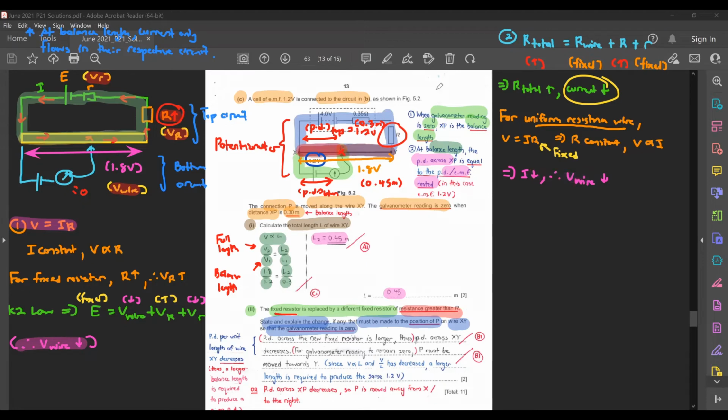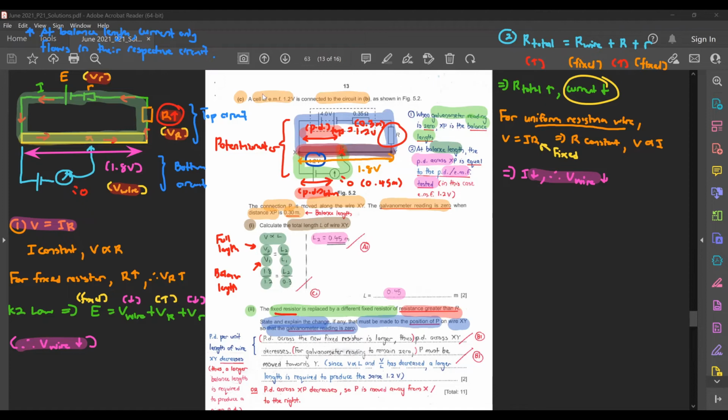All right. So how does knowing the PD across the uniform wire having decreased help us to answer this question right now? If you recall what you learned from the potentiometer, when your galvanometer reading is 0, you will get something called the balance length. And from there, it was also mentioned that the PD across your balance length would be equal to the PD or EMF or whatever you're trying to measure. In other words, the PD at the top of your circuit will be the same as the PD at the bottom of your circuit.